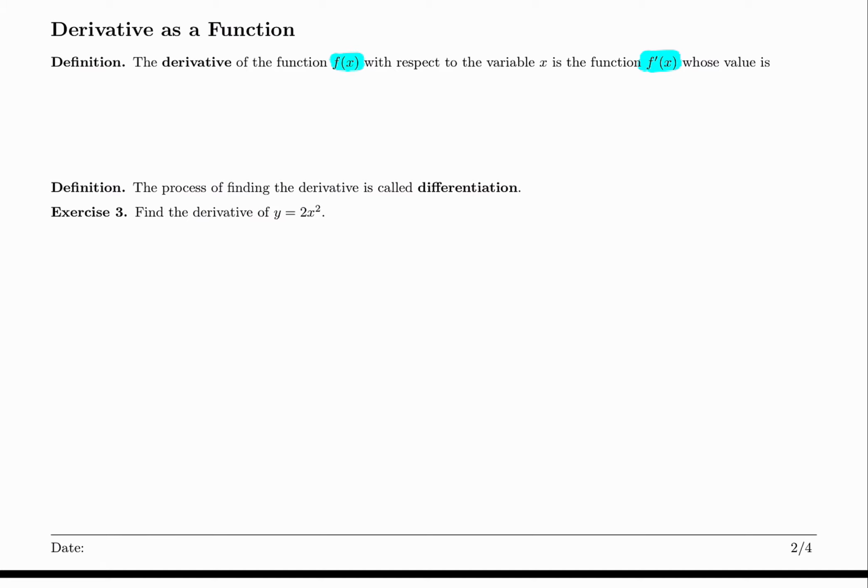This video is about finding the derivative as a function using the definition of the derivative. So first, let's state this definition of the derivative. We call it f prime of x, and it is the limit as h approaches 0 of f of x plus h minus f of x, all over h. And this is provided that that limit exists.